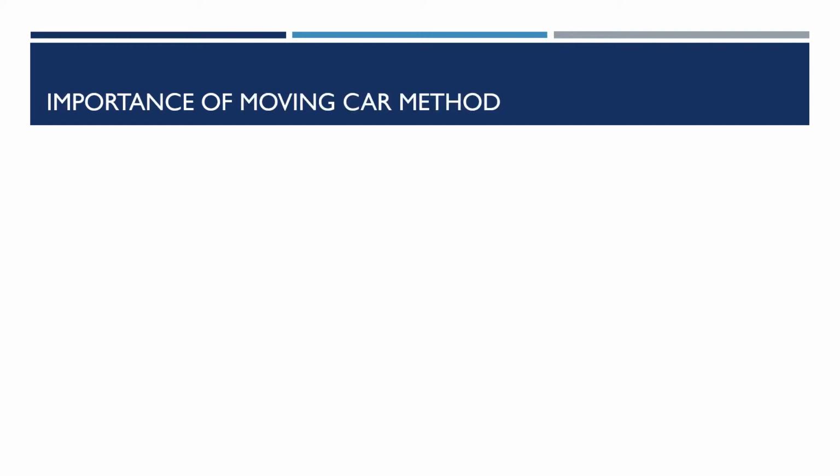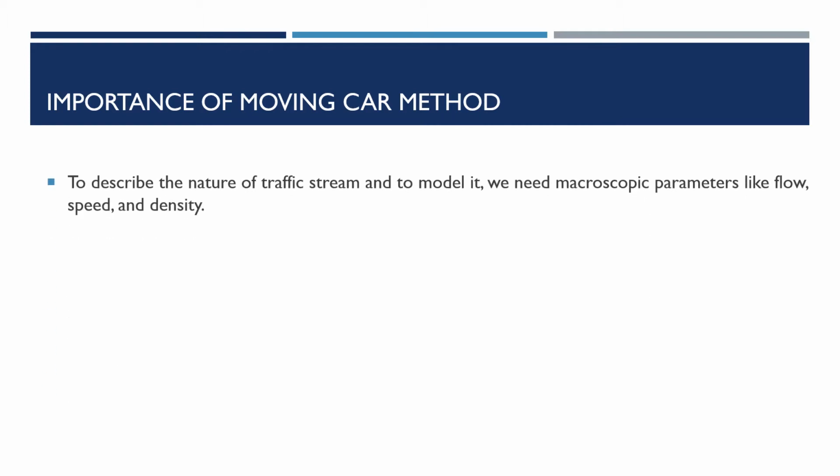Before we introduce data analysis, let us understand the importance of the moving car method. For a traffic engineer, it is important to describe the nature of the traffic stream. A traffic stream is a group of vehicles interacting with each other. We know that driver behavior is not the same, so they interact in a very different, unique way. So we need to define the stream characteristics. How does the traffic stream behave? That's very important for a traffic engineer.